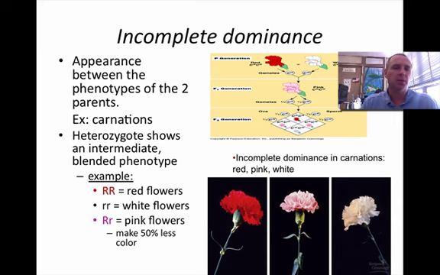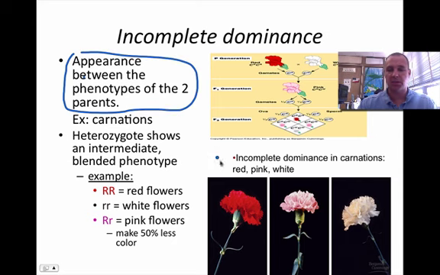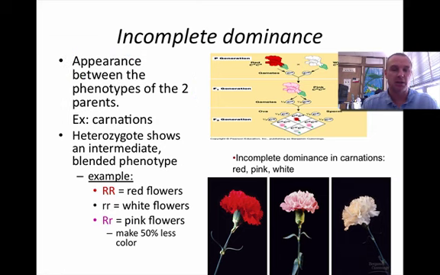One such case is incomplete dominance. Incomplete dominance is basically when you have an appearance between the phenotypes of the two parents, such as in these carnations, where a red flower and a white flower produce a pink flower. Now, big R would be red, little r would be white. If you were to cross these two, the offspring would all be big R, little r, which makes them pink. Incomplete dominance is when the heterozygote individual actually shows the blended phenotype. So that's one type of inheritance pattern.